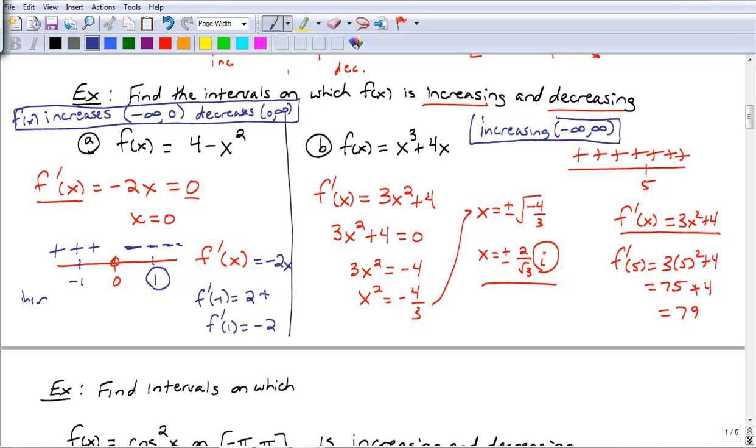Because there's no place where the derivative equals 0, and the derivative is always positive.